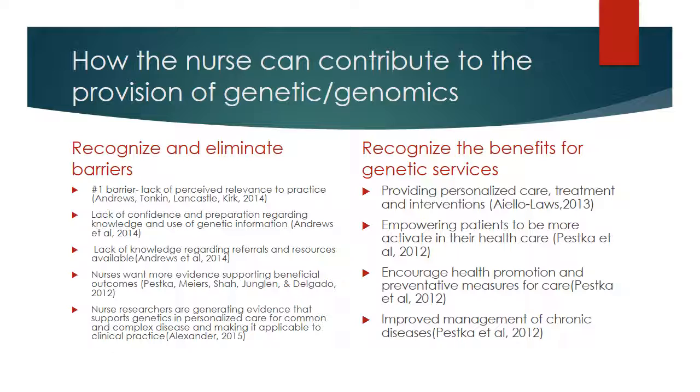How the nurse can contribute to the provision of genetic and genomic services. First, recognizing and eliminating barriers to using genetics in practice. The number one barrier is the lack of perceived relevance to practice. That also goes with a lack of confidence and preparation regarding knowledge and the use of genetic information. There's a lack of knowledge regarding referrals and resources. And nurses also want more evidence supporting beneficial outcomes.